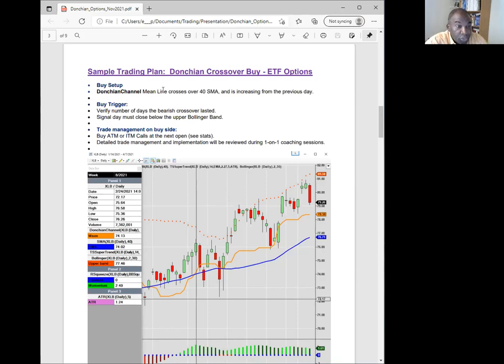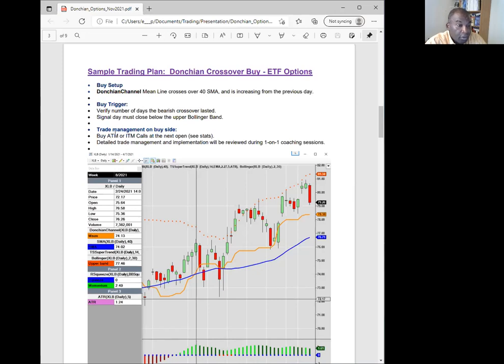The setup is visually what you look for. For this one, it's telling me I'm looking for a Donchian mean line crossing over a 40-period simple moving average. And this is the trigger conditions. The trigger is a confirmation. Visually, I look for the setup, and once I see something to actually look at, that's the setup. Then I go into detail and look at my trigger and confirm all the details. Then I know I have a good trade to go ahead and take.